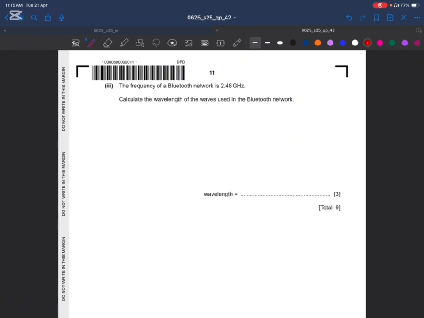Now the frequency of the Bluetooth network is this many gigahertz. As far as the frequency is concerned, they have given you this value. Calculate the wavelength of the waves used in the Bluetooth network. As far as the wavelength is concerned, you have to recall the formula V is equal to F lambda, where lambda is wavelength, F is frequency, and V is the velocity.